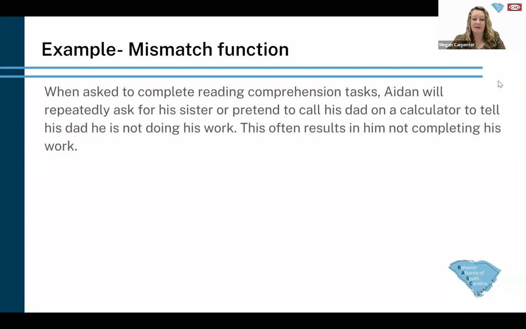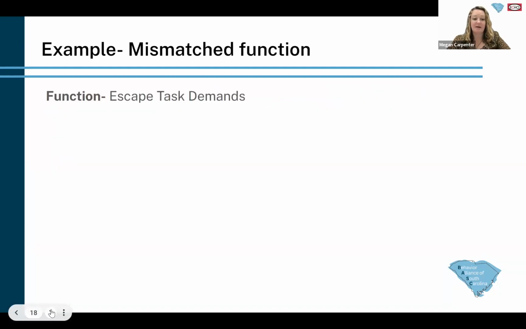So let's look at this example from my early time teaching. When asked to complete a reading comprehension task, my student Aiden would repeatedly ask for his sister or pretend to call his dad on a calculator and tell him, I'm not doing my work. And this often resulted in him not completing his work. I had some training and understanding of function of behavior. Through that process, I determined that he was asking for his sister and calling his dad on the calculator to escape the task demands of that reading comprehension task.